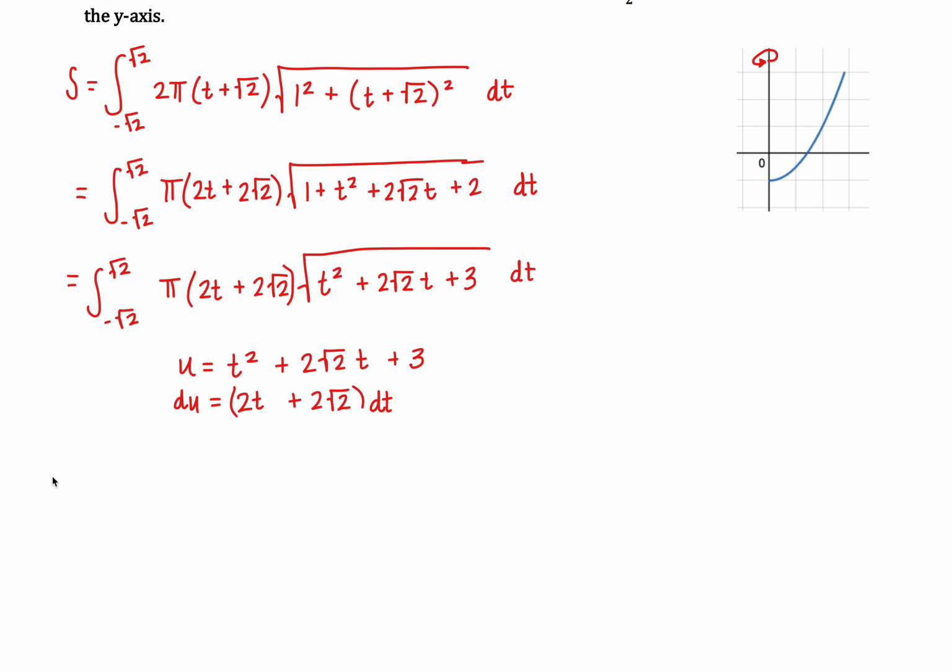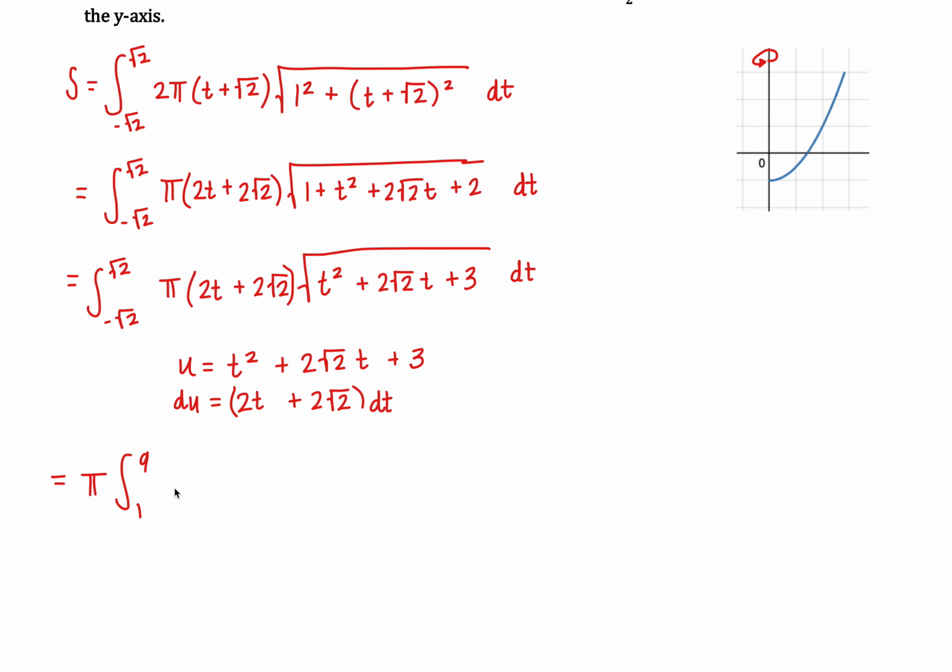Now, because I'm doing a u substitution, I'm going to change the upper and lower bounds here. If t is equal to negative square root of 2, I end up getting a u value of 1. So this would be 2 minus 4 plus 3. That would give us a 1. And if t is equal to the square root of 2, we're going to get 2 plus 4 plus 3, so 9.